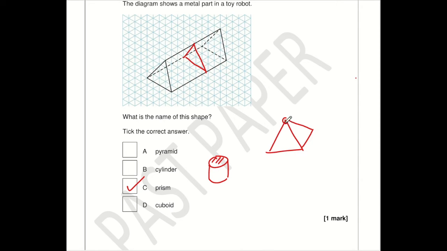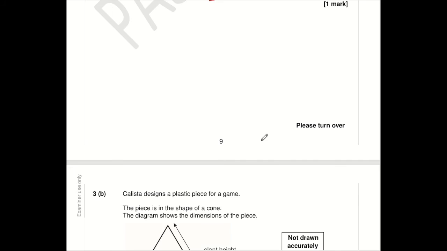So it's not a pyramid, and a cuboid is just, well, just a box really. So this is what a cuboid would look like. It would have a square or rectangular face as its cross section, not a triangle.